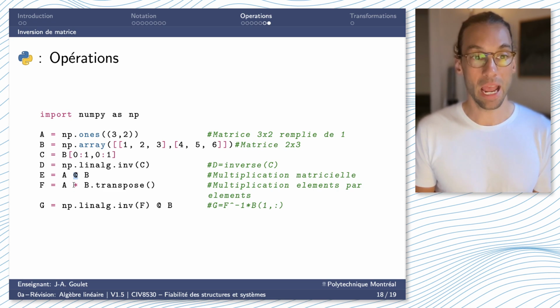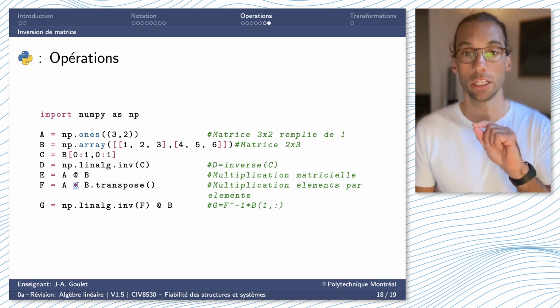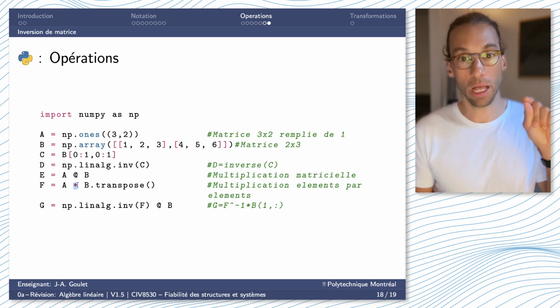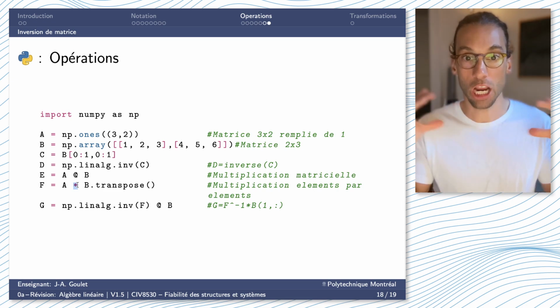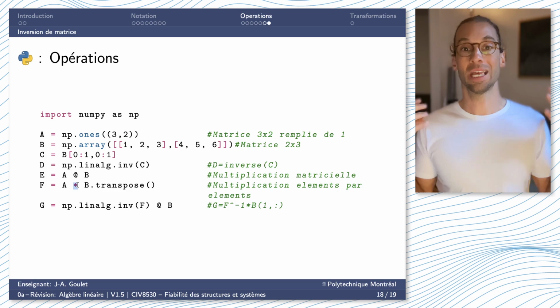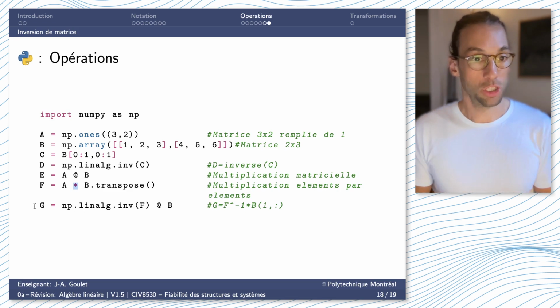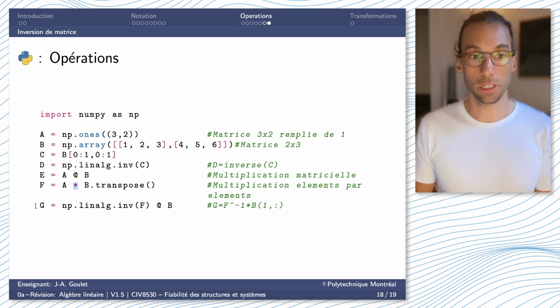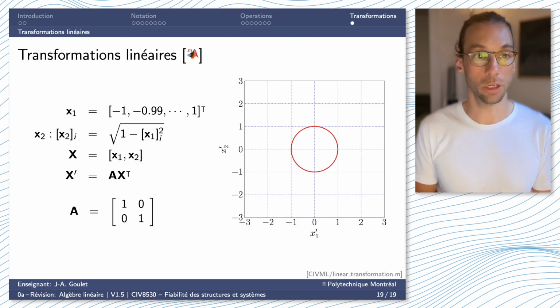Then if I do A star B, this is not a regular product. This is an element-wise product. I'm going to multiply all terms in the vector or matrix term by term, so the shape of the final result is not going to change. And here for B, I can transpose it. Then for G, I want to solve a linear system. So I'm going to take the inverse of my matrix F and multiply it by B. This is the typical operation you would use in linear algebra.